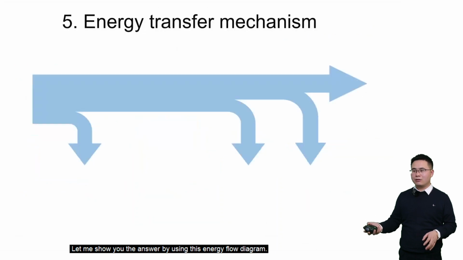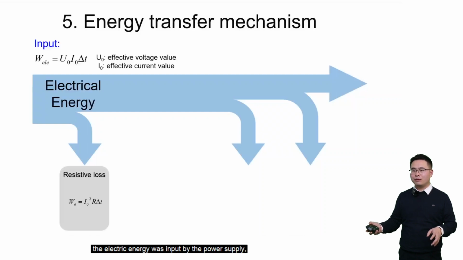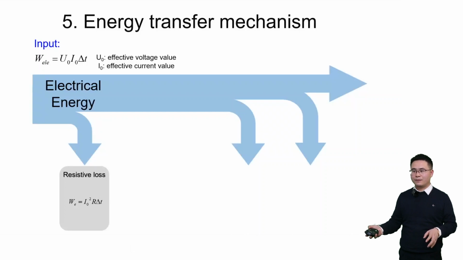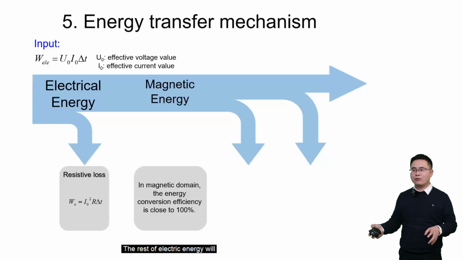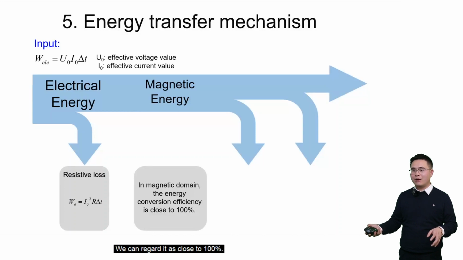Okay, let me show you the answer by using this energy flow diagram. So firstly, the electric energy was input by the power supply, and a part of the energy will be consumed by the resistance of the solenoid coil. We call it resistive loss. And the rest of the electric energy will be converted to magnetic energy. The energy transfer efficiency of the magnetic energy into mechanical energy is quite high, and we can regard it as close to 100%.